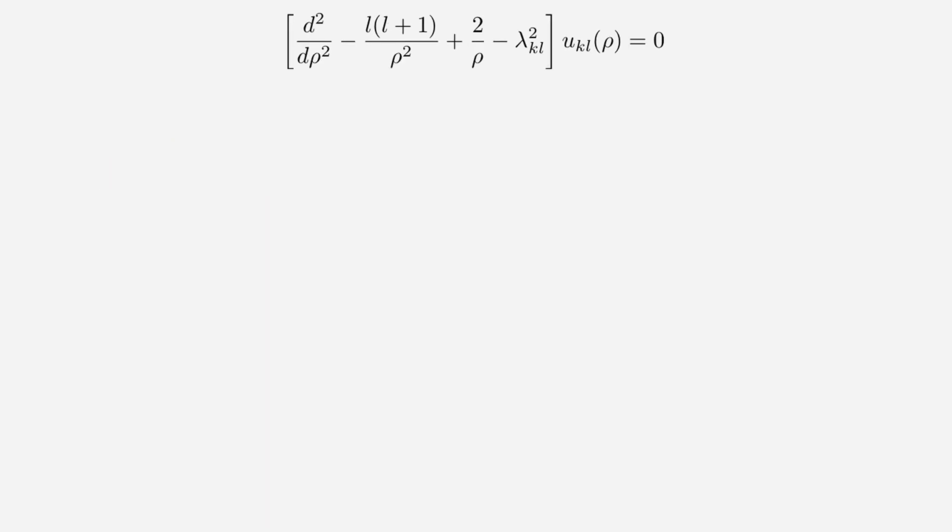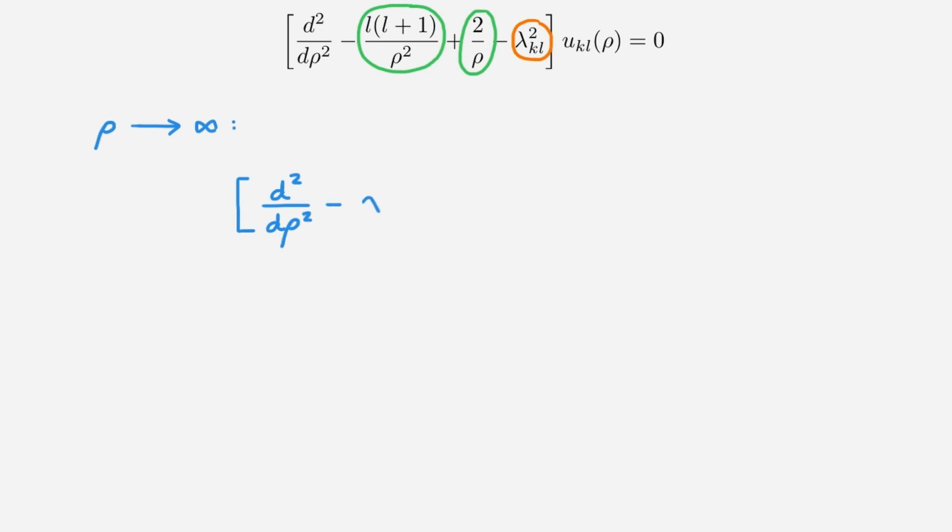To solve this differential equation, we first consider its asymptotic behavior in the limit of rho going to infinity. In this limit, this constant term dominates over this term that has rho in the denominator, and over this term that has rho squared in the denominator. This means that in this limit, we can approximate the full differential equation as containing the derivative term and the constant term, all acting on the function u, and all equal to 0.